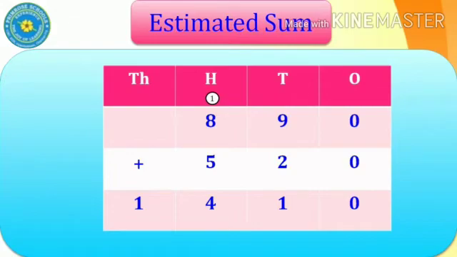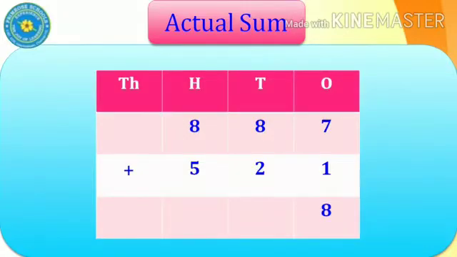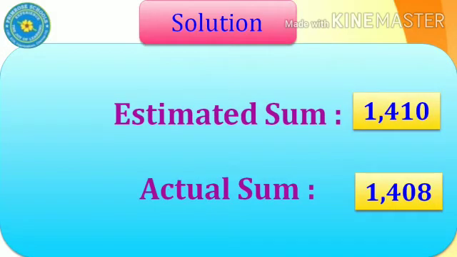Next step, we are going to find the actual sum. So to find the actual sum, we are going to add the numbers without rounding off. So 887 plus 521. So 7 plus 1, 8. 8 plus 2 in the tens place becomes 10. 1 plus 8 plus 5 becomes 14. So the answer is 1408. Now shall we compare the estimated sum and actual sum? Estimated sum is 1410 and actual sum is 1408. Not much difference, right? So, estimated sum comes pretty close to the actual sum.